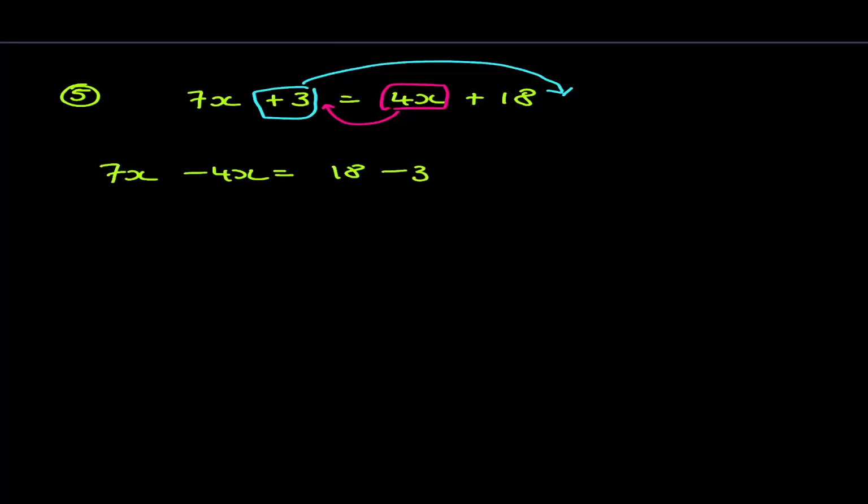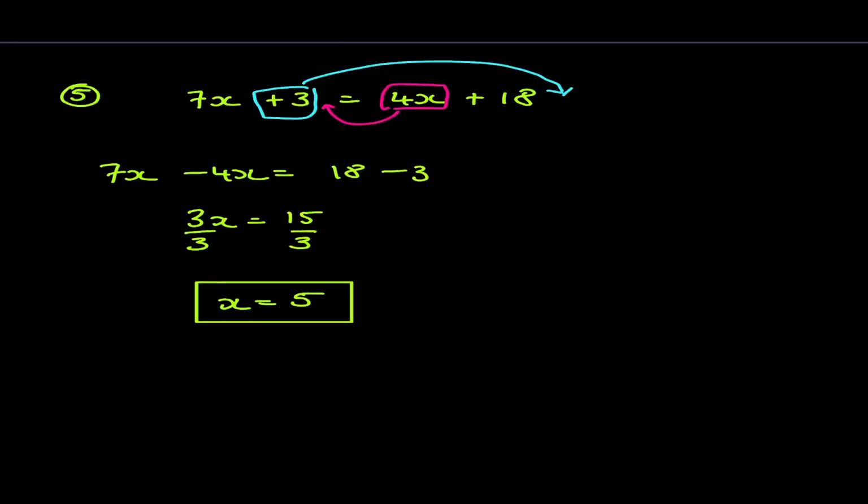7x take 4x is 3x. 18 take 3 is 15. And then finally, divide both sides by 3. So x is 15 divided by 3, which is 5.